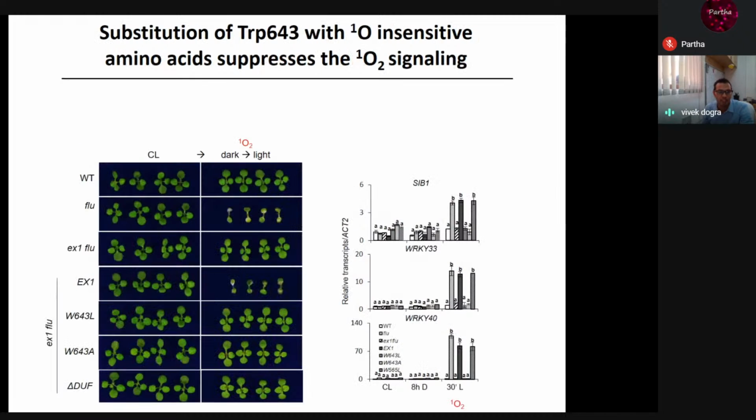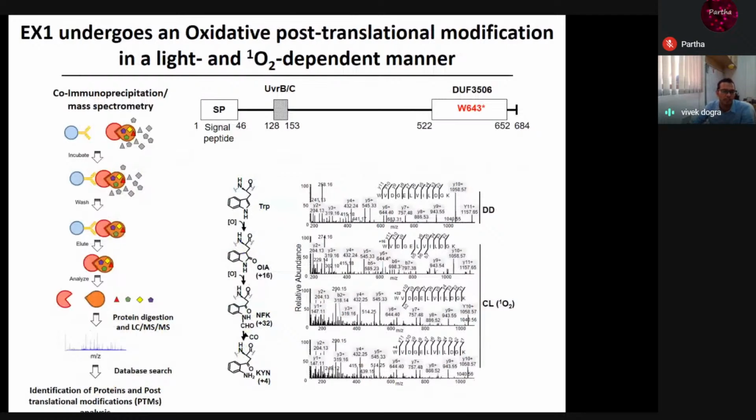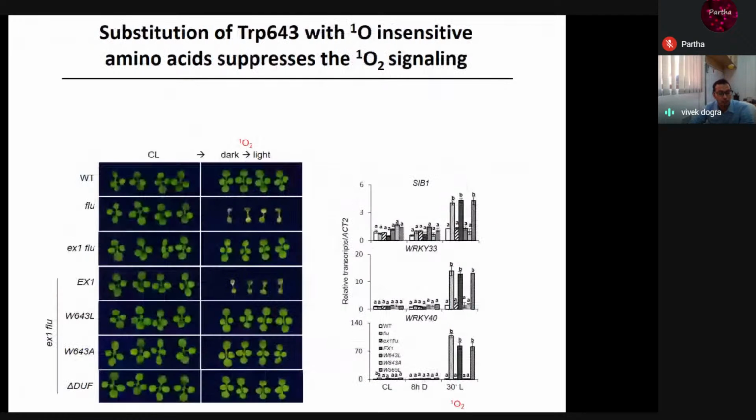So what we did next, we tried to mutate this tryptophan. We changed this tryptophan to singlet oxygen insensitive amino acids, that is leucine and alanine. Alanine and leucine do not respond to the ROS because they do not have double bonds in their structure, and they remain inactive, insensitive to the ROS. When we changed this tryptophan to leucine and alanine, the plant was having no problem again.